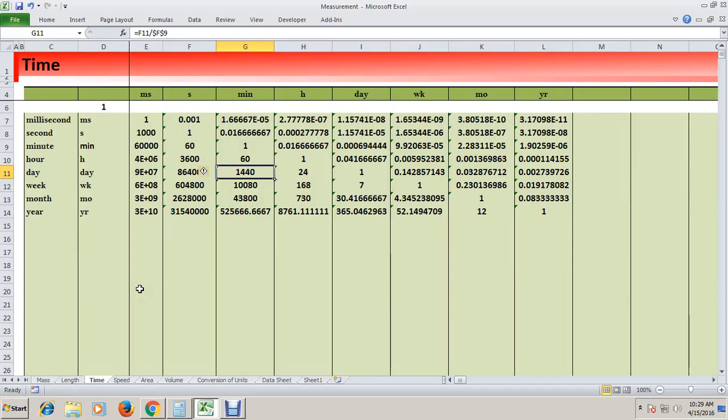For example, for the conversion between day and hours, for every 1 day we have 24 hours. For every 1 week we have 7 days. For every 1 month you have 30 to 31 days. But on average, 1 month is 30.41667 days, or 30 plus 2/3 of a day, for every month.